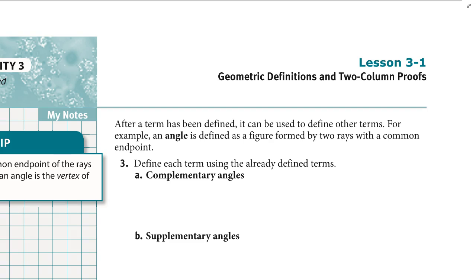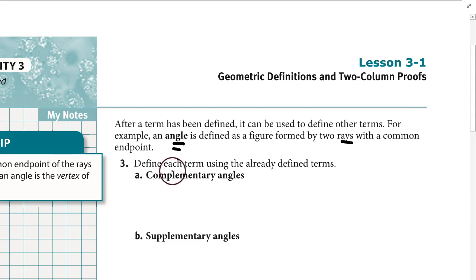After a term has been defined, it can be used to define other terms. For example, an angle is defined as a figure formed by two rays with a common endpoint. So just a little bit ago, we defined the word ray, and now we can use the word ray in our definition of the word angle. We just keep building more and more defined words in geometry, and that's why it's called an axiomatic system, where ideas are built on the ideas that have been created before.